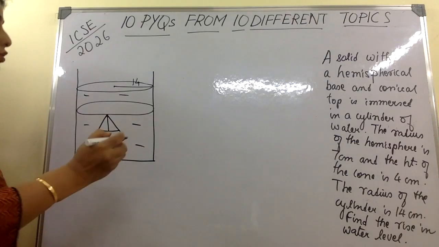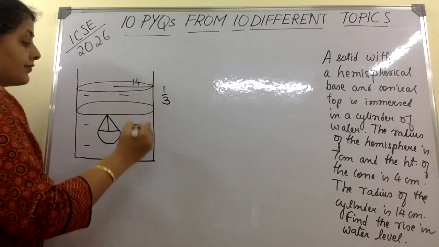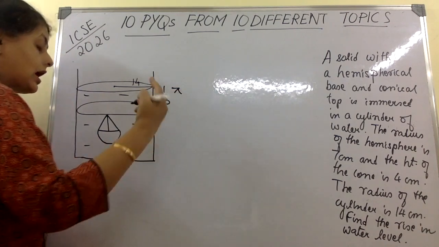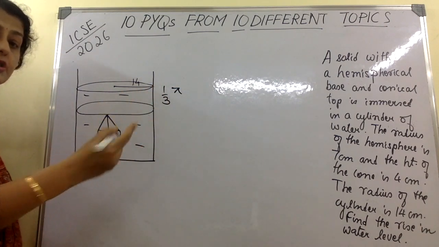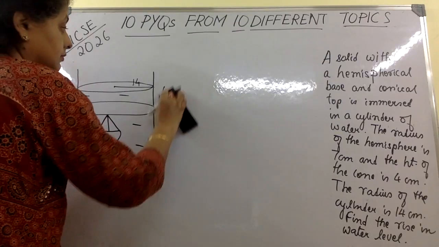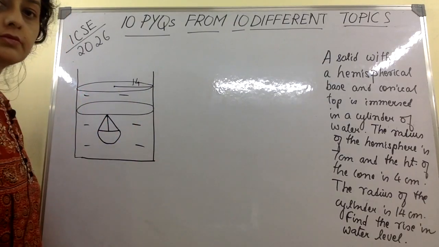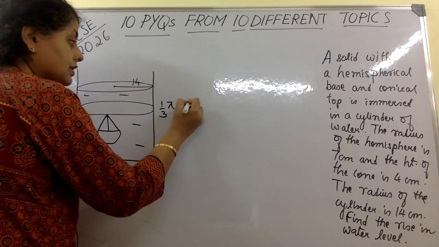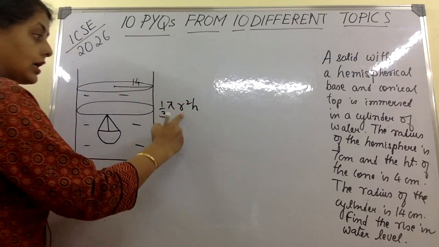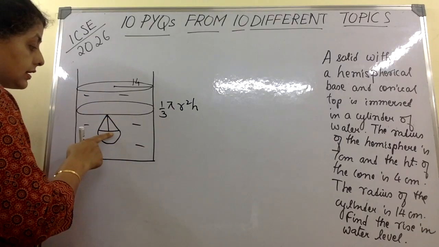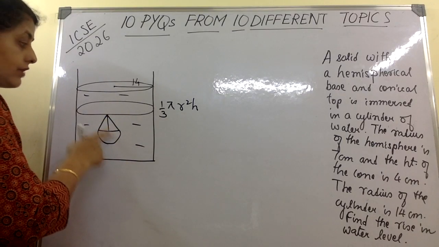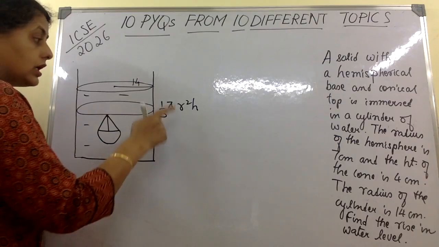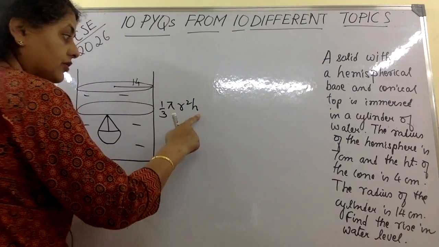So what we will do is one-third pi r square h. Now the question is, which r and which h? It is the radius of this hemisphere. We are basically, this is the volume of the cone. It is a solid cone, so this is the volume of a cone.